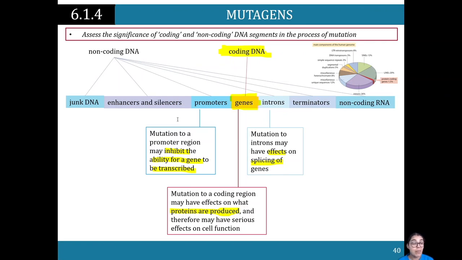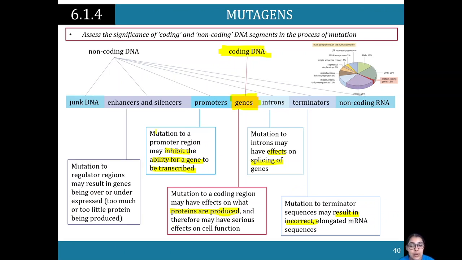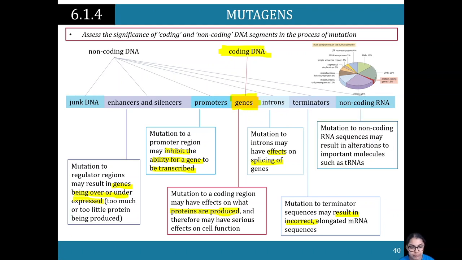So, we talked about promoters. Now terminators are the same thing as promoters. A mutation to a terminator sequence can result in incorrect or elongated mRNA sequences because it doesn't know where to stop. Mutations to enhancers and silencers, which are the regulatory regions, matter because they enhance certain genes and silence certain genes when we don't need them. So if mutations occur in this region, it can lead to some genes being over or underexpressed, and that can lead to either too much protein or too little protein being formed.